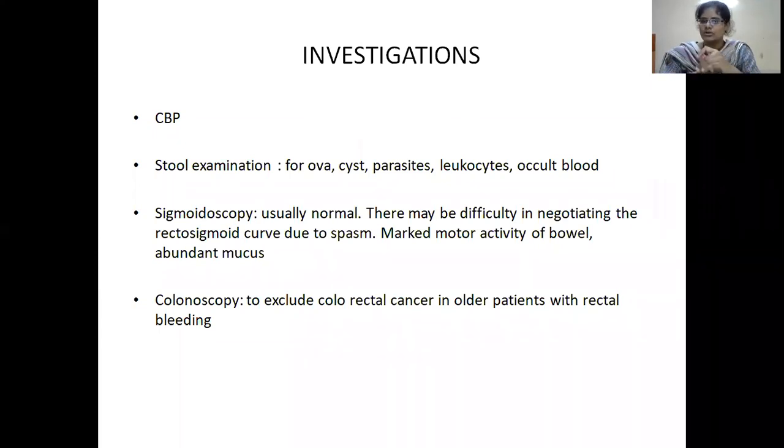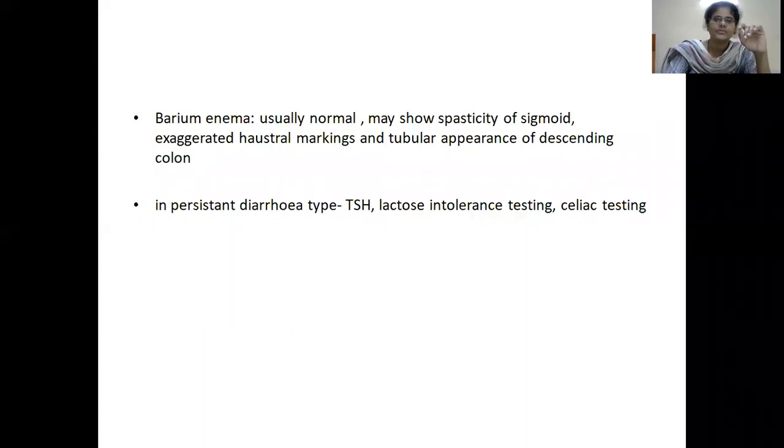So you have to do colonoscopy to exclude colorectal cancer in elderly patients. Barium enema usually is normal. Mainly what you can see is spasticity of the sigmoid colon, exaggerated haustral markings, where the haustrations will be there like this, and a tubular appearance of the descending colon.